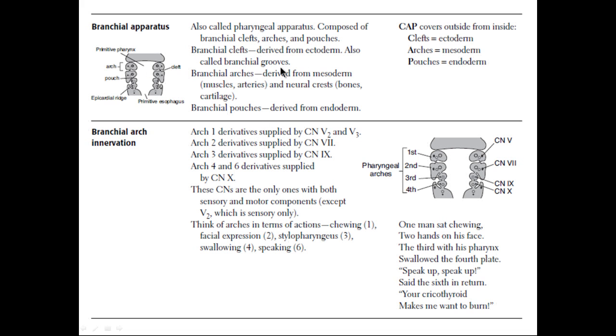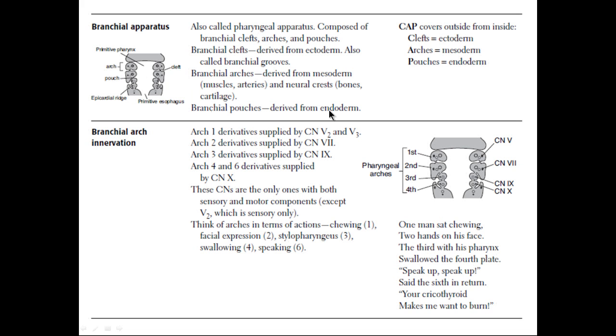And here we have that here. Branchial clefts are derived from ectoderm. What else comes from ectoderm? The nervous system, right? So on the outside here, the clefts are lined with ectoderm. Arches have everything in them. They're going to have mesoderm, and they're also going to have neural crest tissue. The bones and cartilage in the pharyngeal arches are from neural crest. So neural crest cells migrate in to make the cartilages of the pharynx.